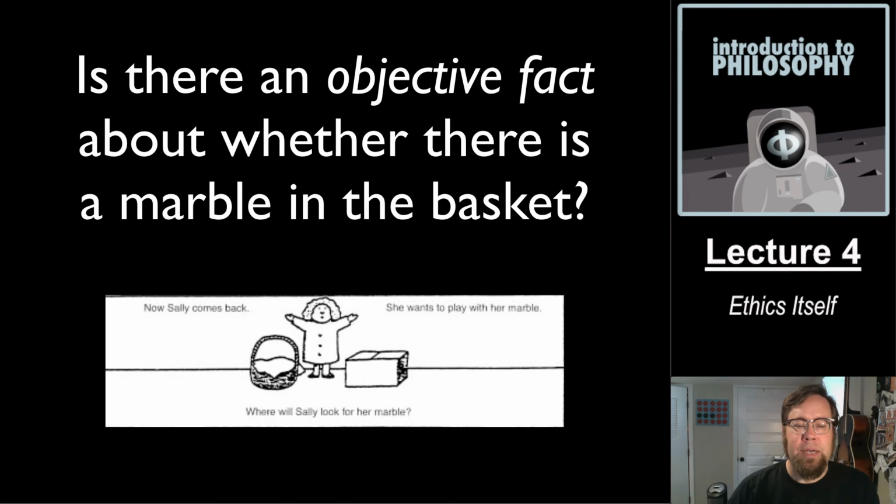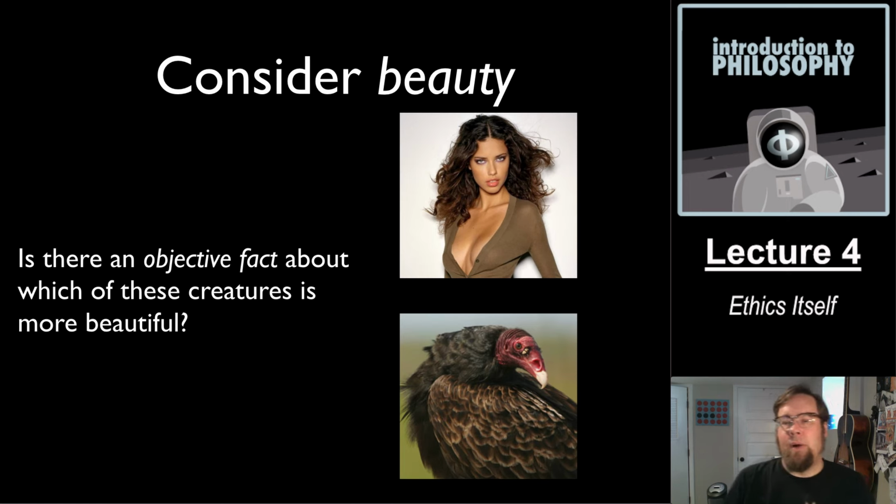In contrast, consider aesthetic qualities like beauty. So here are two creatures. There's a human being and there's a vulture. And even if you don't find the human being attractive, probably you would agree that the human being is more beautiful than the vulture, although maybe you disagree. I bet if you were a vulture, you would probably agree that the vulture is more beautiful than the human being. And these sorts of considerations make people think that beauty is not objective.